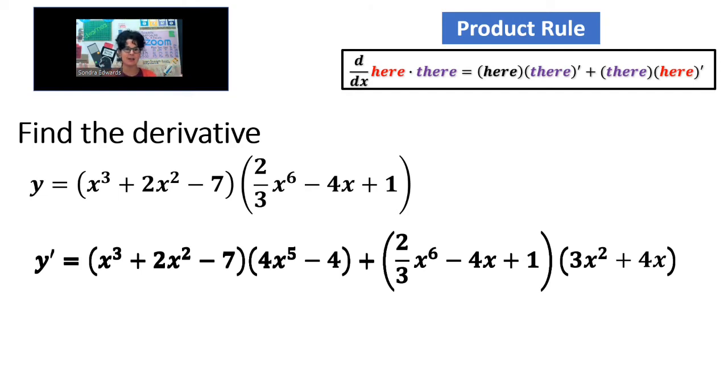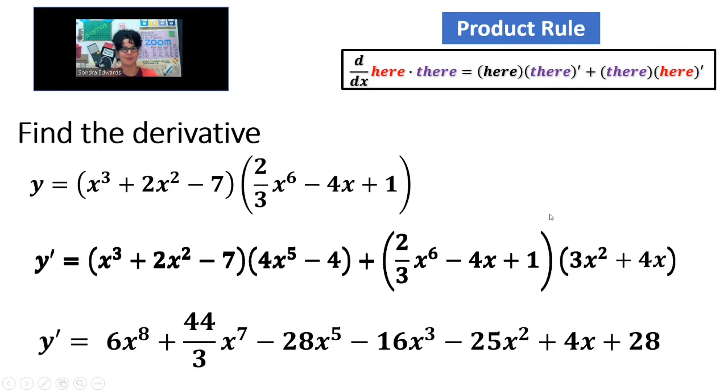The calculus is done. Now, simplifying is a lot of algebra, and I would need to take 4x to the 5th times each one of those, negative 4 times each one of those, 3x squared times each one of those, and 4x times each one of those, combine, and voila! That would be our final answer.